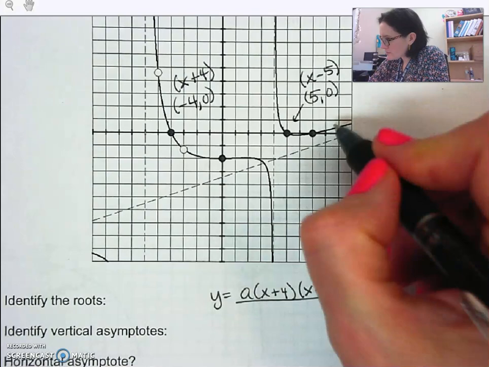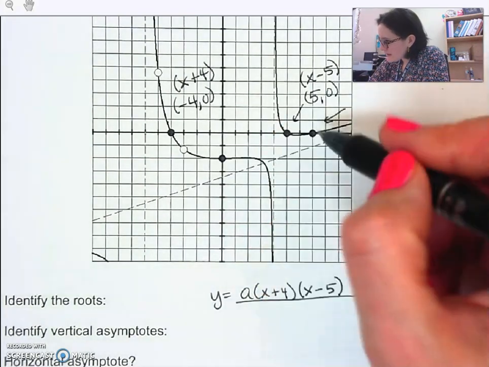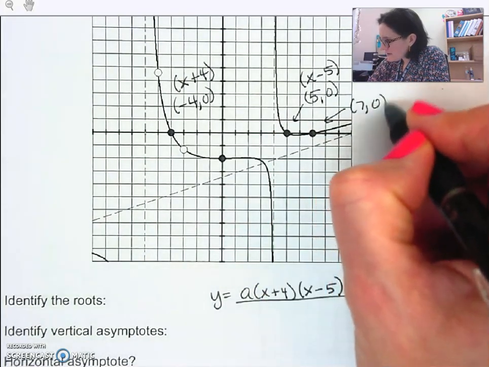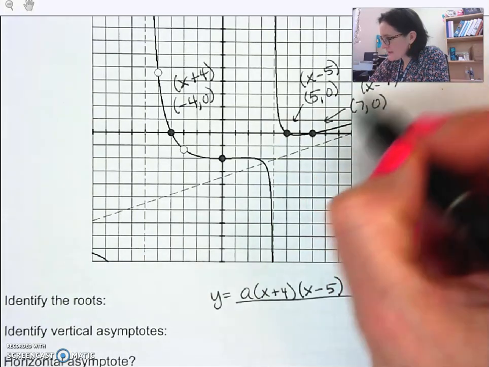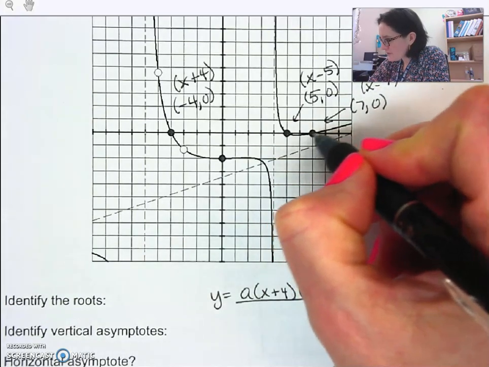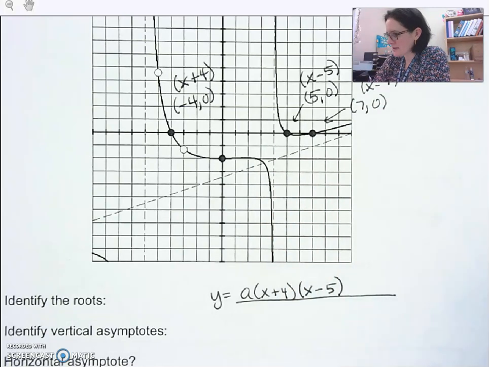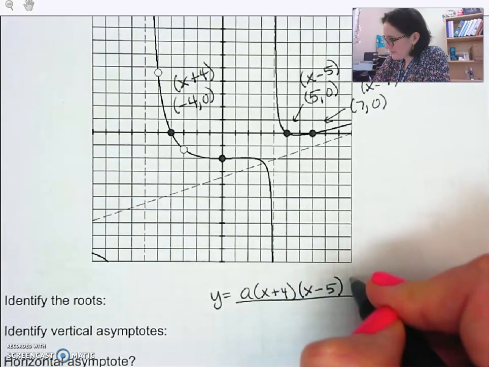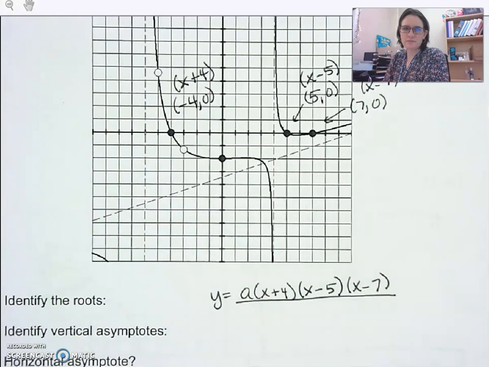And then this final root is at 7, 0. That comes from a factor of x minus 7. And it's crossing through there from the bottom. So it's not tangent. And that factor I'll put here.